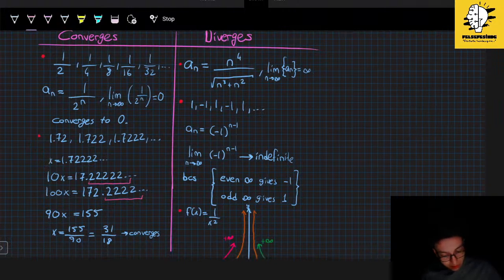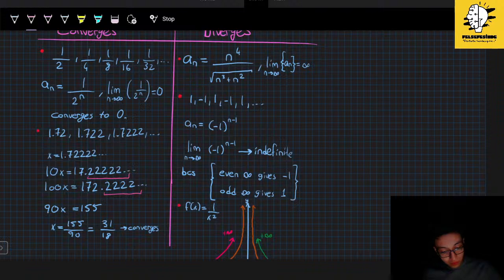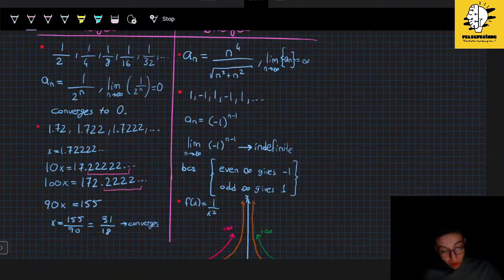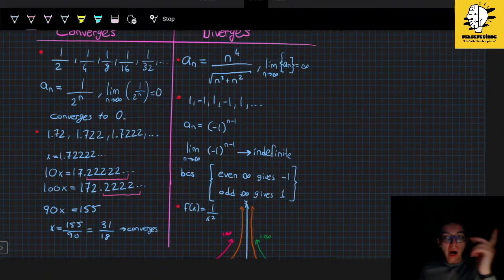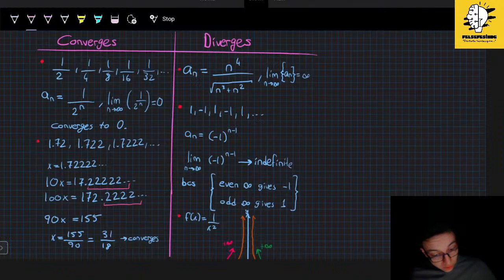Nice, because x will then be equal to 155 over 90. I divided both sides by 90. And the result is 31 over 18, meaning that the limit converges to 31/18. It is a certain point, therefore it converges. However, on the other side, we have divergence as well.